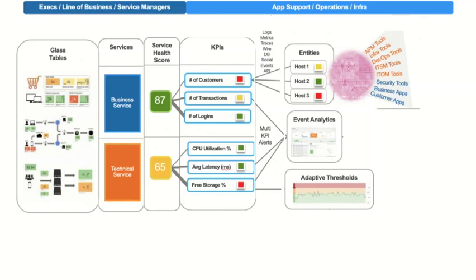Now we are moving towards machine learning. ITSI provides you an adaptive threshold feature where Splunk or ITSI on its own defines the threshold for the service or for the KPI. Generally for this we require the machine learning toolkit.